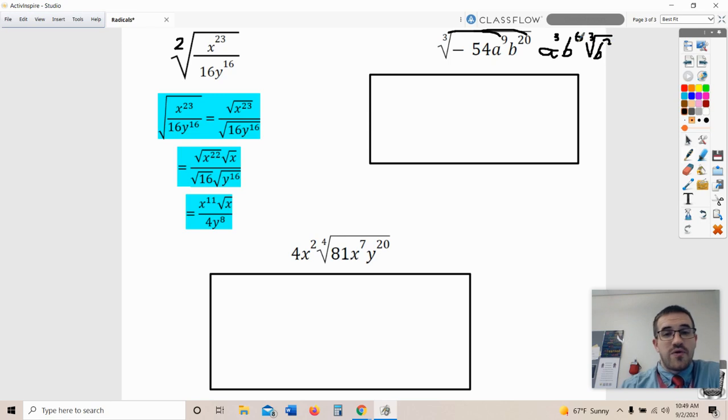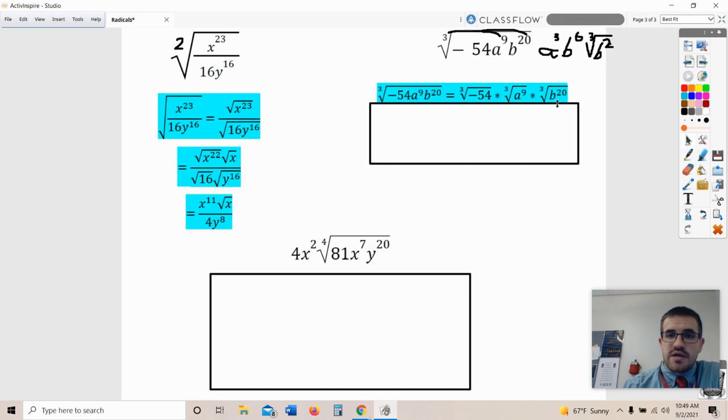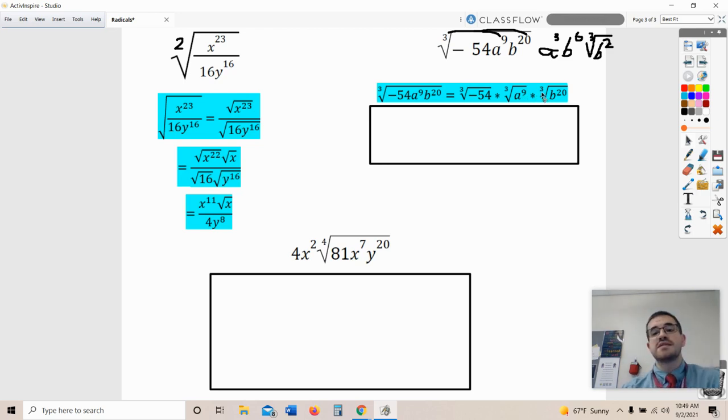I can't write really well with a mouse. So we're looking for variables that look kind of like that. So the first thing that we want to do is we're going to split it apart. Just like we did with the square root, we can do this to the cube root. So we have the cube root of negative 54 times the cube root of a to the 9th times the cube root of b to the 20th.